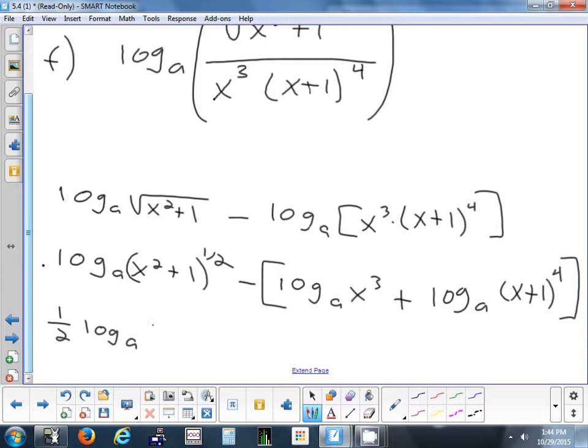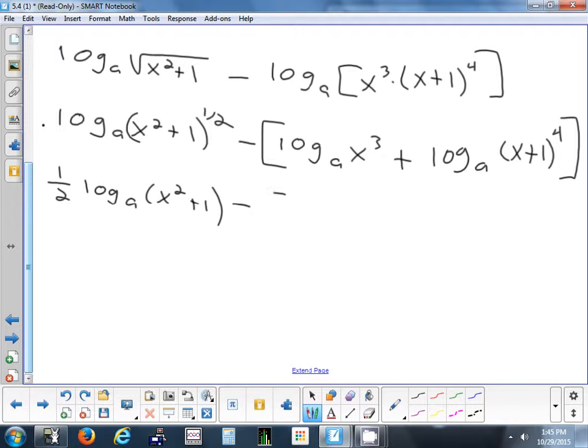1/2 log base A, x squared plus 1. I had some people try to do something with this. You can't. We don't have a rule when it's a plus. We have a rule when it's a product or when it's a fraction. Okay, so that's done. Minus, and you need these brackets because that minus is distributed to everything you just split out of this log.